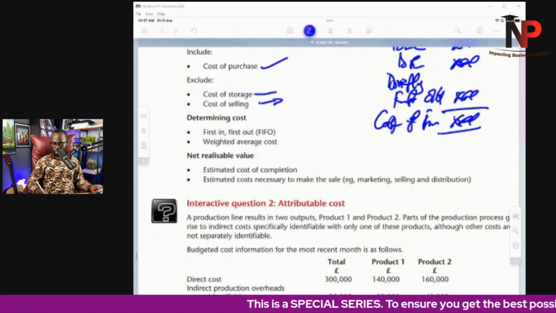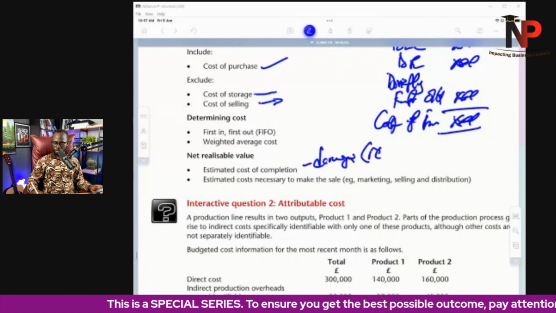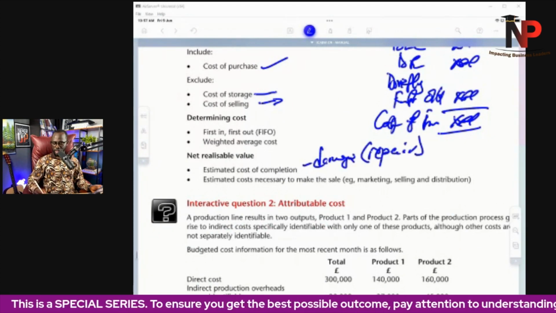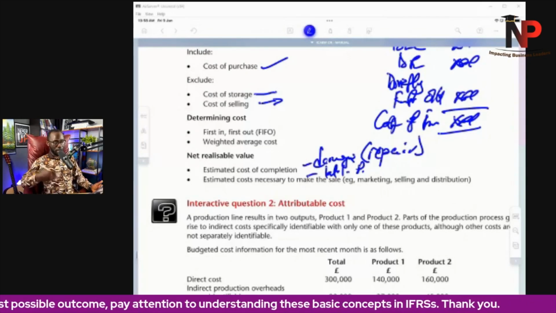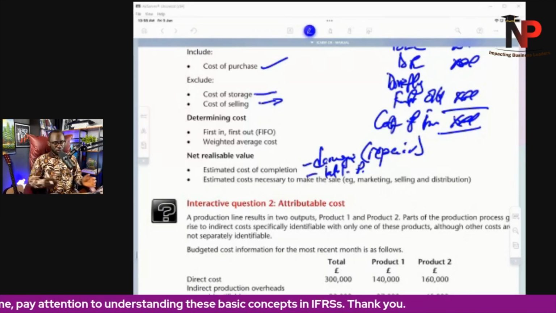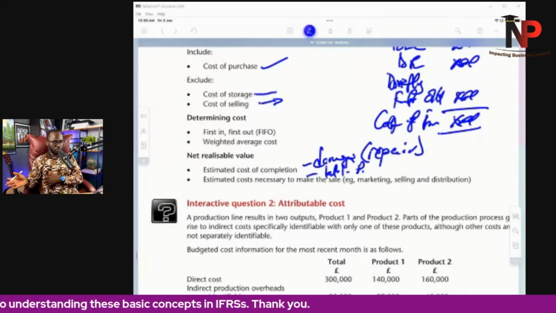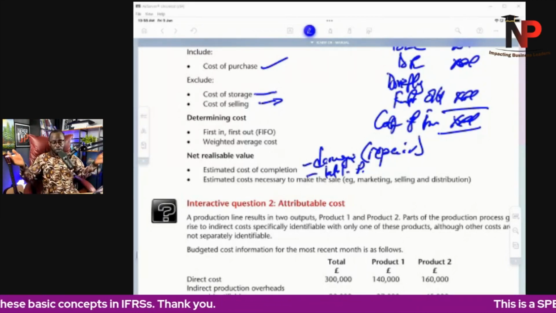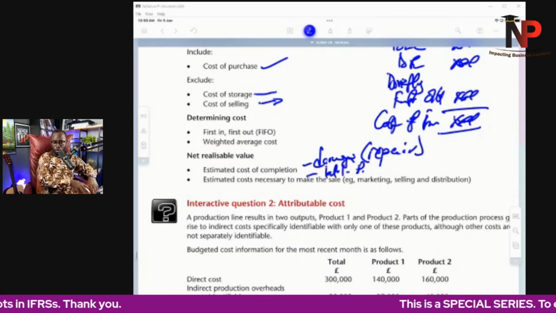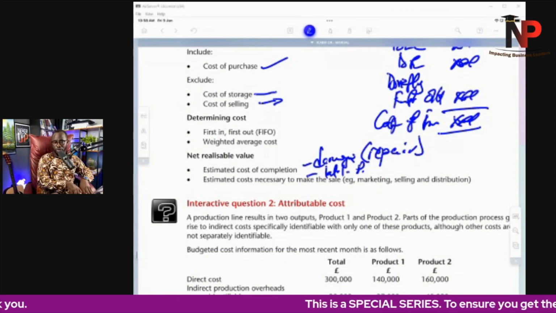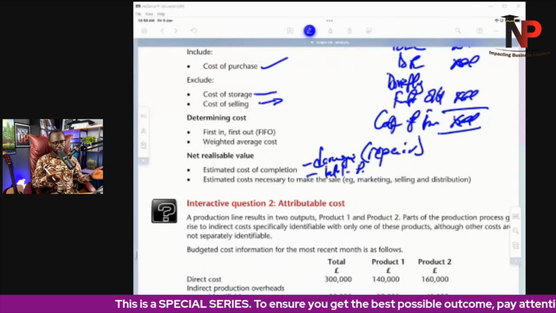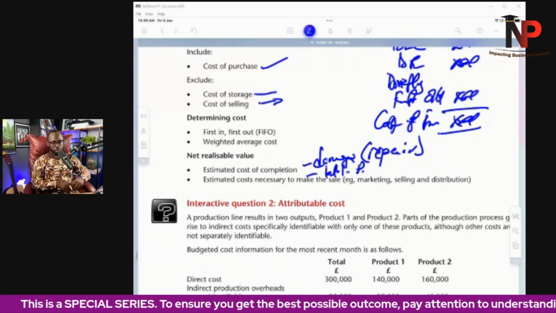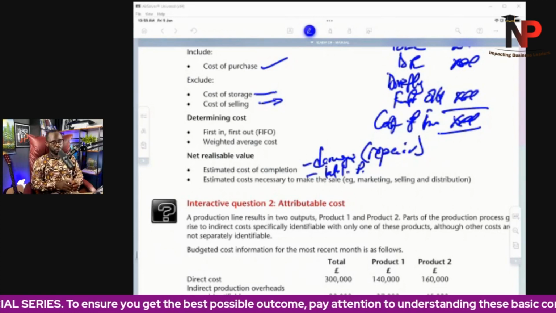Sometimes the inventory is damaged and so we need to repair it. Or the inventory is still work in progress. It's not completed yet. So in order for us to sell it, we have to finish it, because there are 3 levels of inventories. We have, or maybe 4 or 5. We have the raw materials, we have the work in progress, we have the finished goods, we have spare parts. But let's deal with the first 3. So raw materials, work in progress, and then finished goods.